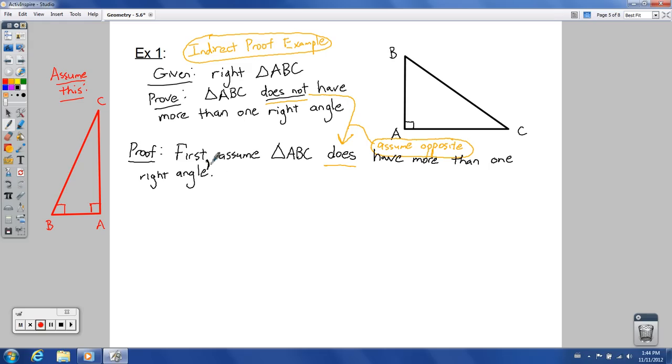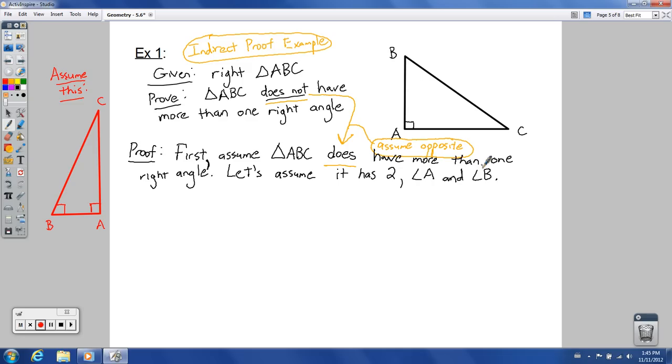It's a comma, not an exclamation point. There we go. So let's assume it has two, which is what we've done over here. So that would be the opposite of not having one. It would actually have, or not having more than one, it would have more than one. Let's assume it has two. And we'll say those two are, like we said here, angle A and angle B.